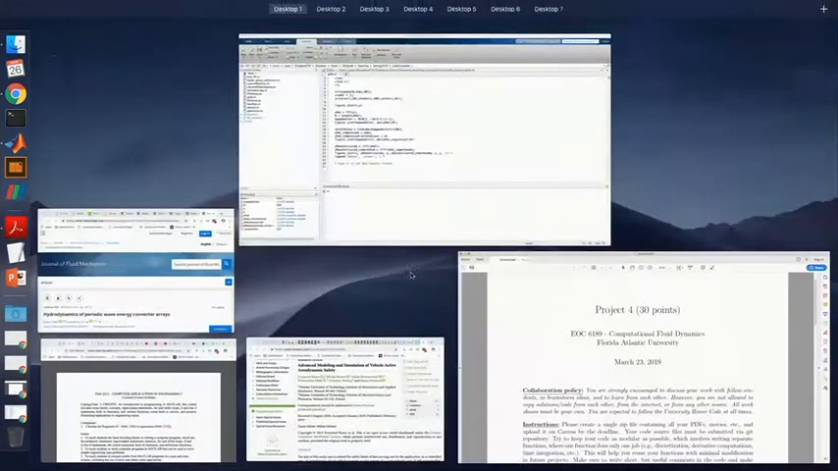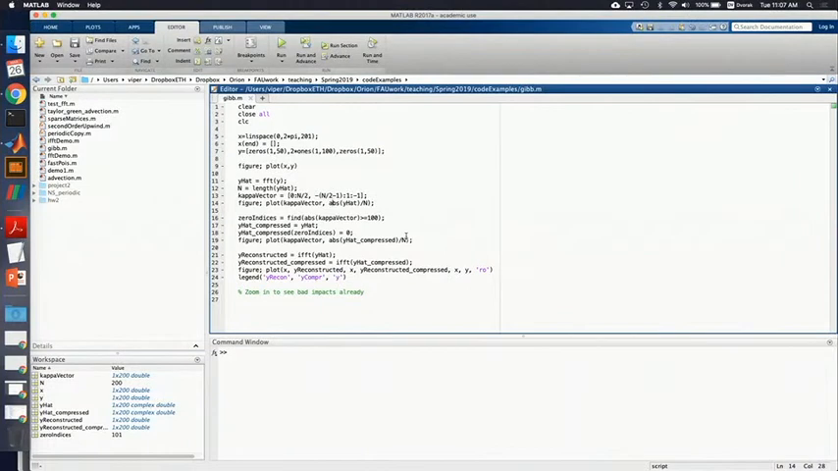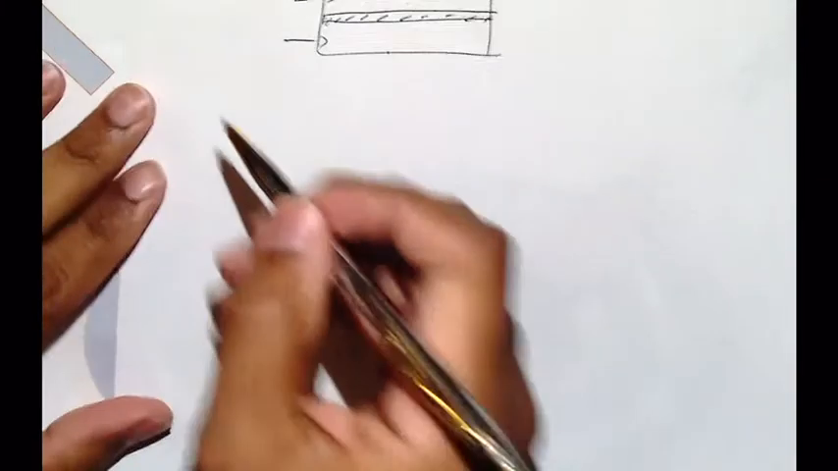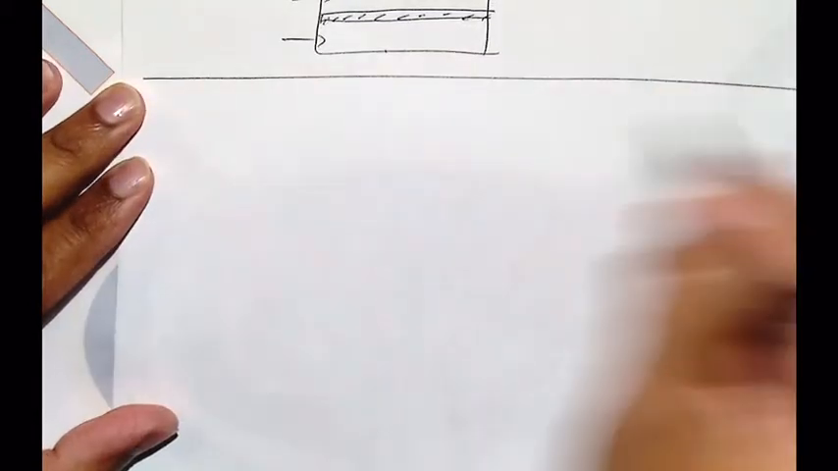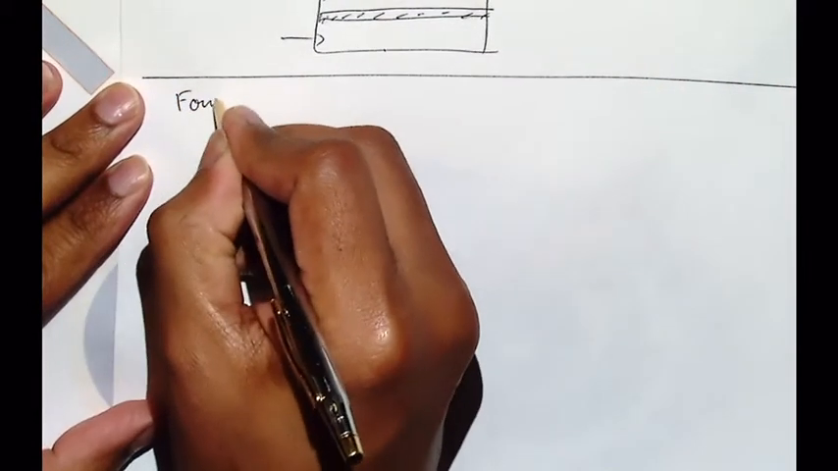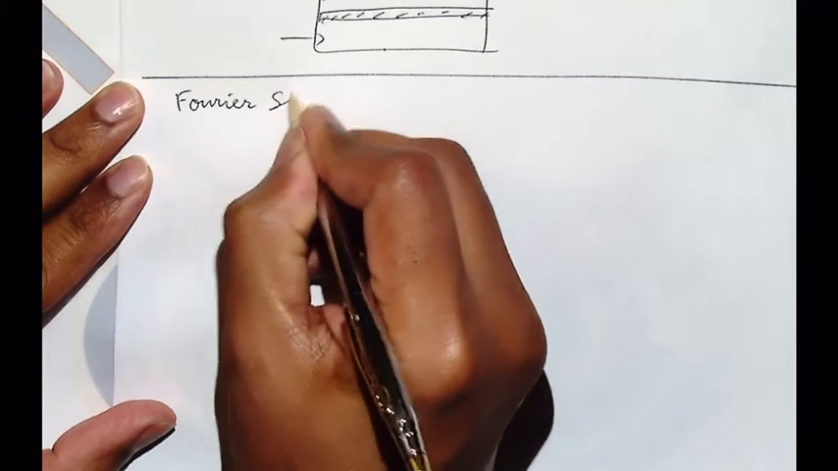Okay, so today I want to finish up with just a few leftovers from spectral methods, and then we'll start talking about finite volume methods. So let's see, we were talking about the Fourier spectral methods.